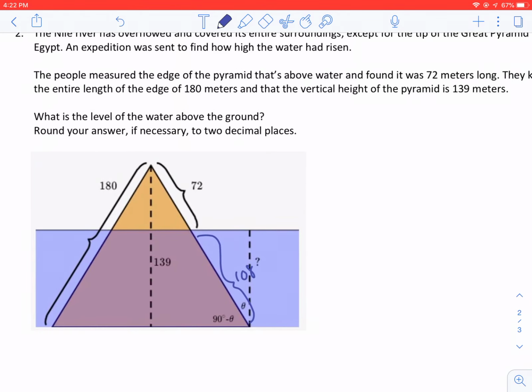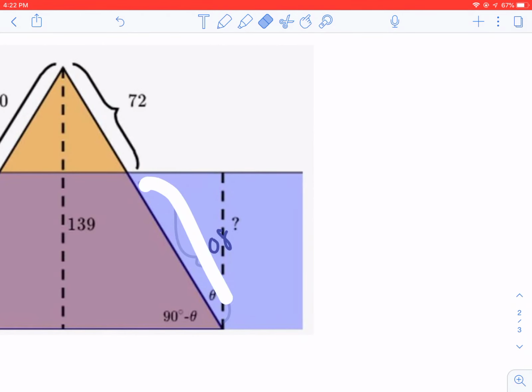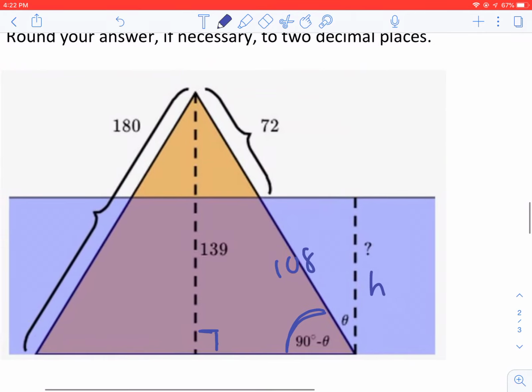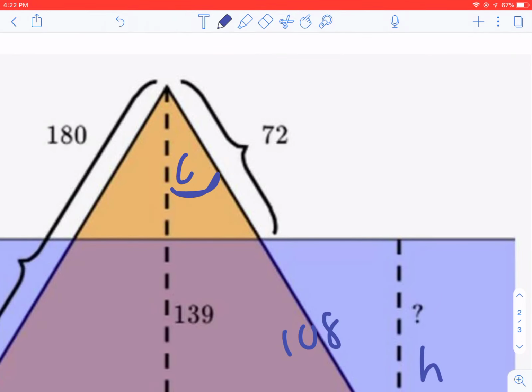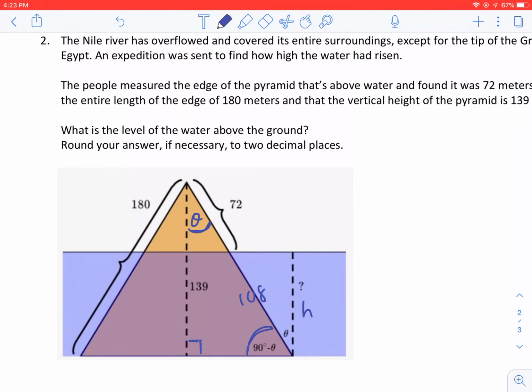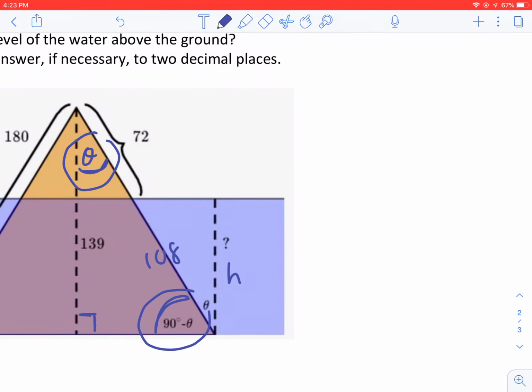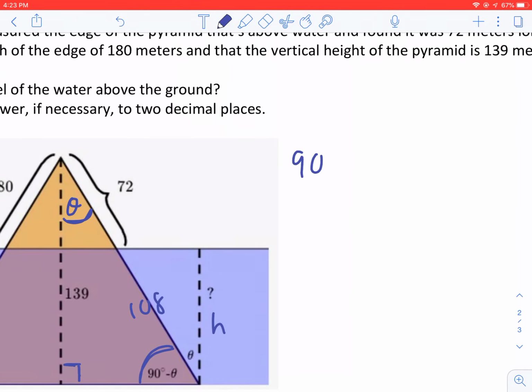And what are we looking for? The level of the water above the ground. So if that's 108, I'm going to call this h. That's what we're looking for, h. And vertical height, so that's going to be an altitude. That's going to be a right angle. And if that angle is 90 minus theta degrees, well, this angle over here has to be theta degrees, right? Because 90 minus theta plus theta is 90 degrees, and we know these angles are complementary. The thetas will cancel out. 90 is 90. They are complementary.